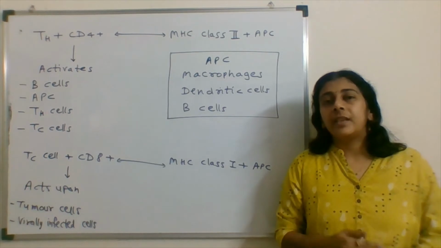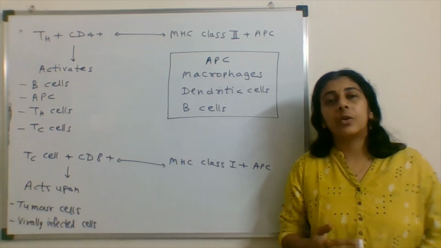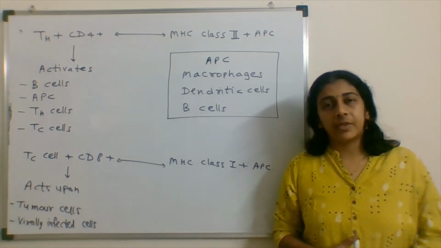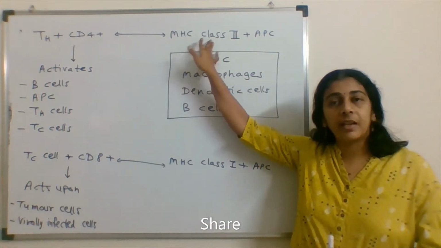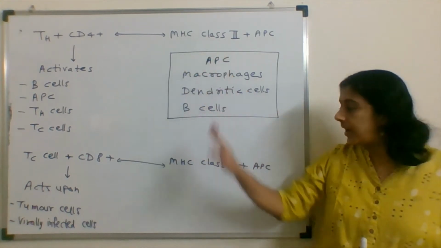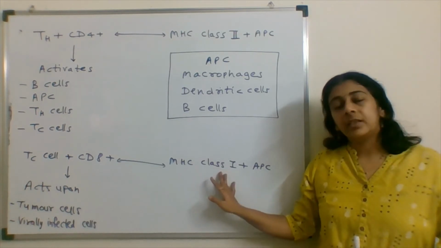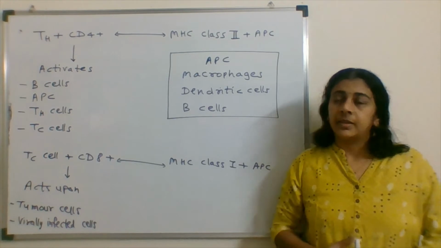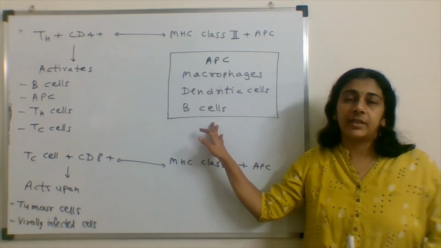Now these MHC are of two types. MHC is major histocompatibility complex. These proteins are present on antigen presenting cells. Here I have written APC plus MHC class 2. These are of two types, class 2 and class 1. MHC class 1 are present on all nucleated cells of the body. MHC class 2 are present on the antigen presenting cells.